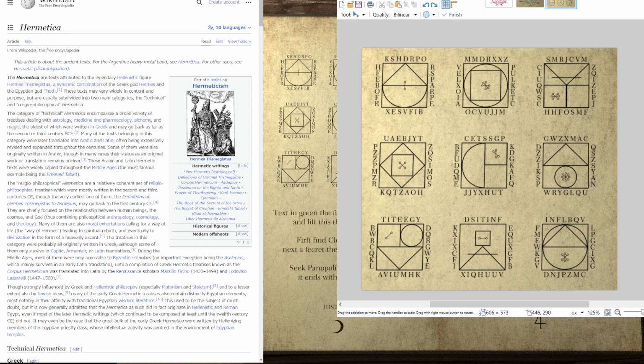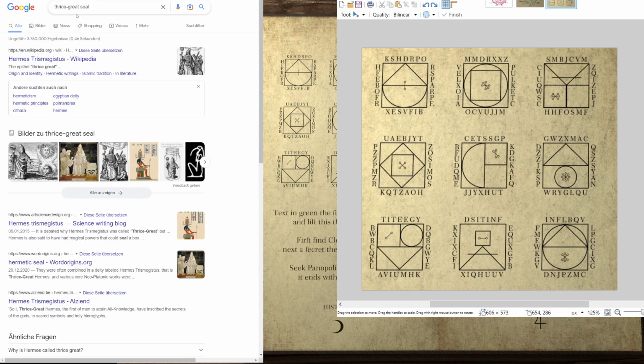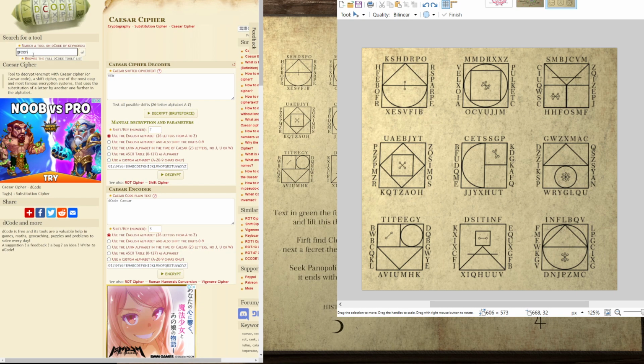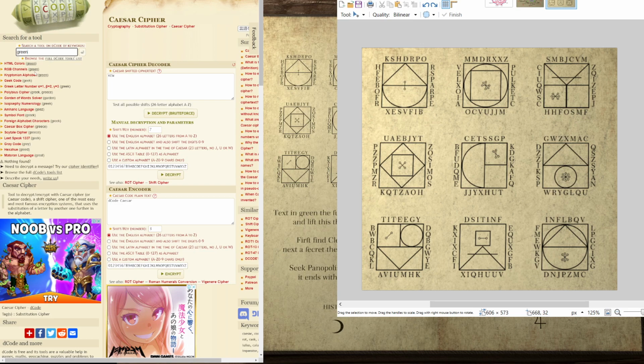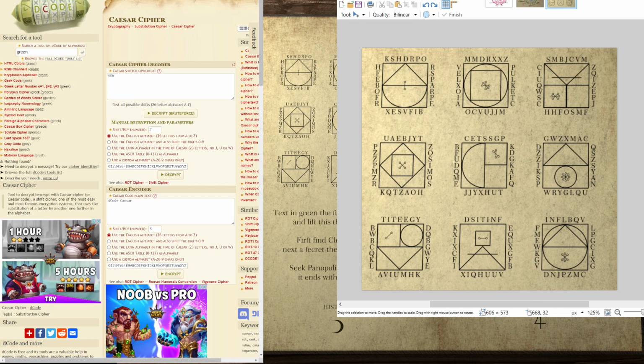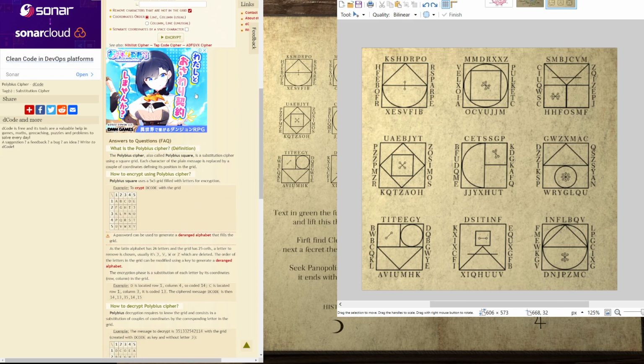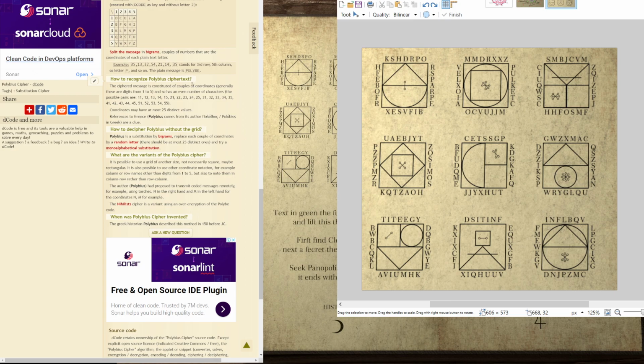Text in green, the substitution will reveal. Text in green. Let's look if there's a green cipher. That's a geek code. Olivia cipher. No, we've tried Polybius cipher before. That just turns text into numbers. We don't want to turn text into numbers.